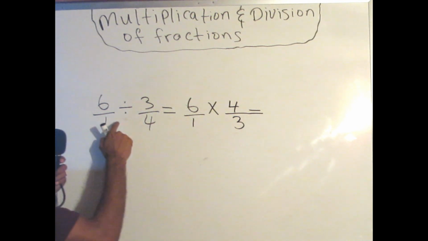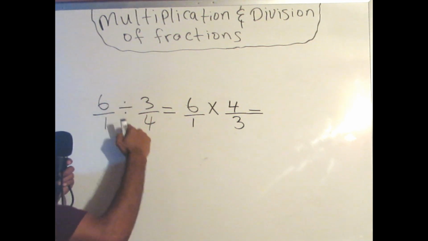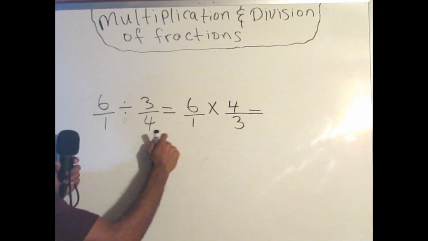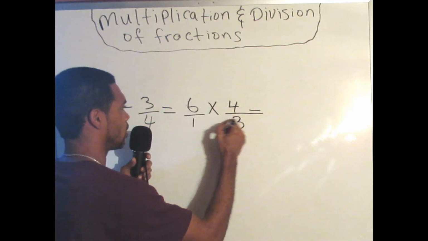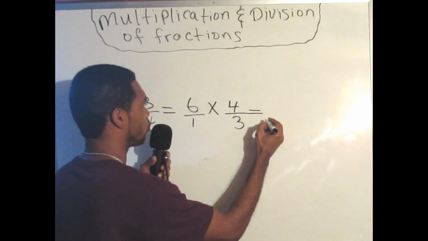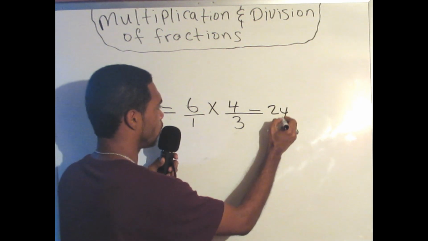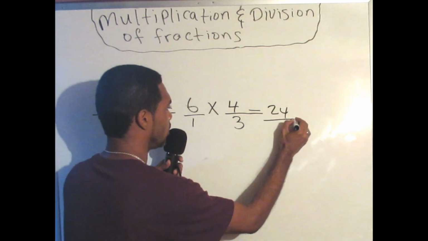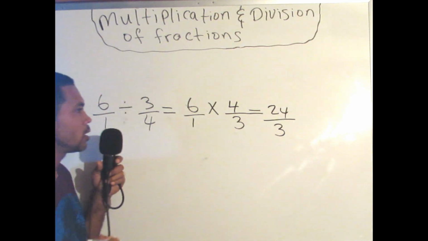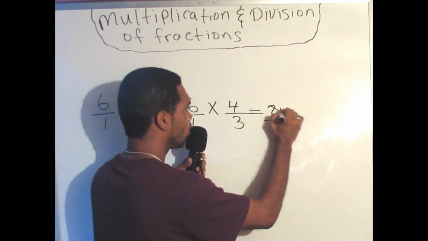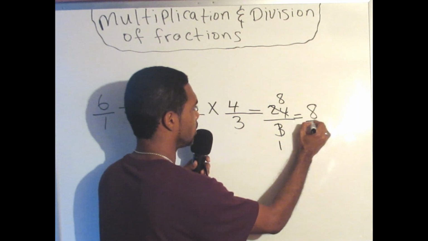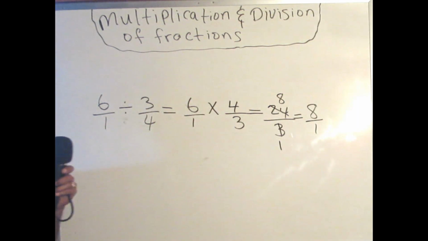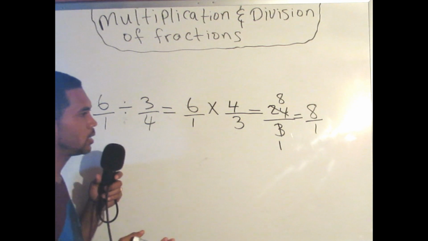And now since we changed our sign and switched around our denominator with our numerator, we can simply multiply the fraction across and get our answer. 6 times 4, 24, and 1 times 3 equals 3. 3 into 3, 1. 3 into 24, 8. So our answer is 8 over 1, or just simply 8.